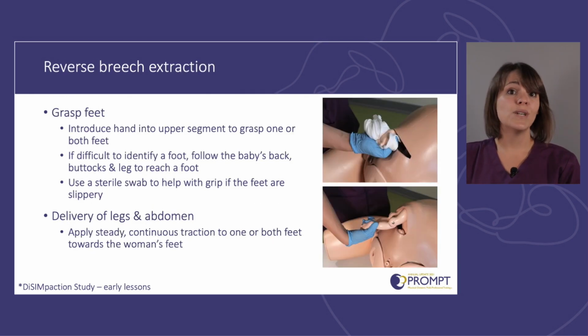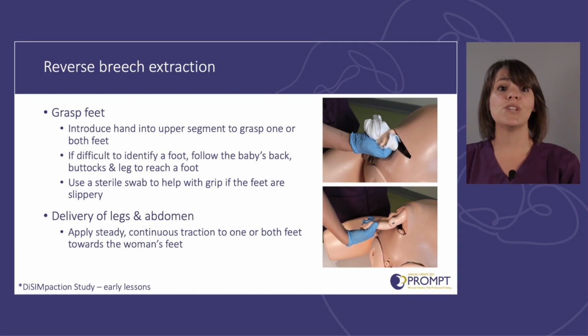Alternative to a vaginal push-up is a reverse breech extraction. In order to do this, the obstetrician should introduce their hand into the upper segment to grasp one or both feet. If it's difficult to identify a foot, then follow the baby's back and buttocks and leg to reach a foot. The feet can often be slippery, so use a sterile swab to help with grip.